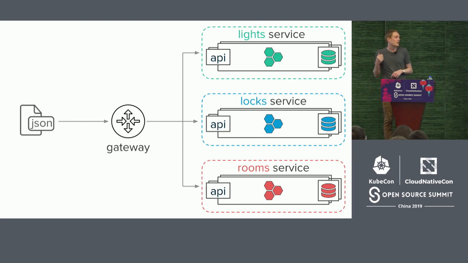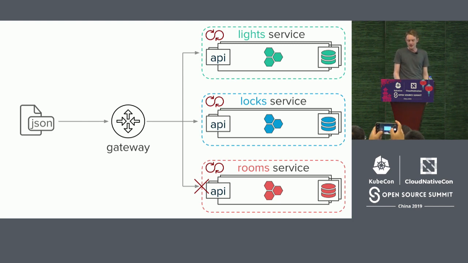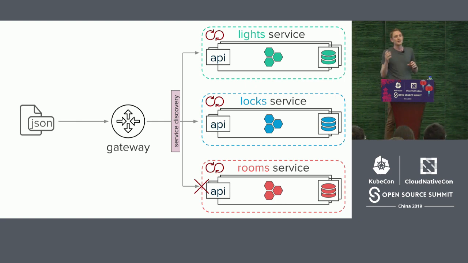But we know that nothing is ever perfect, and things do go wrong. And so when things do go wrong, we're going to need to make sure that each of the services has a whole bunch of retry logic baked in. And then finally, we're probably also going to need some sort of service discovery mechanism so that each of these services can find each other in order to do the job.